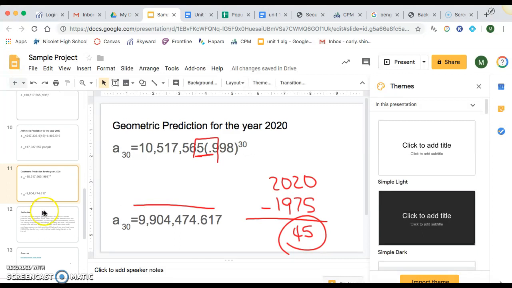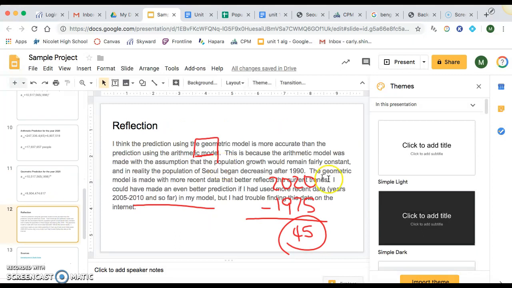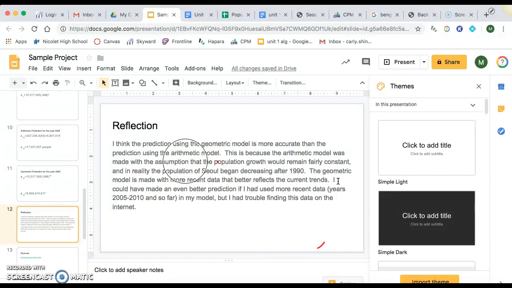So I did the same thing for geometric. After you complete that, then I want to see you write a little reflection. So why do you think your prediction was good? Why do you think it was bad? Maybe your data is pretty nicely modeled with a linear or a geometric pattern. Maybe it's not, and that's why your prediction isn't that accurate.